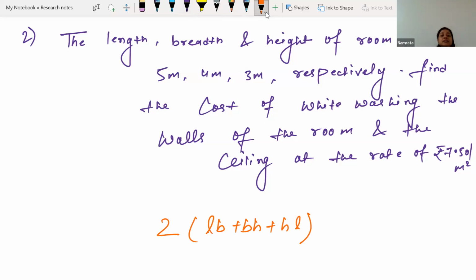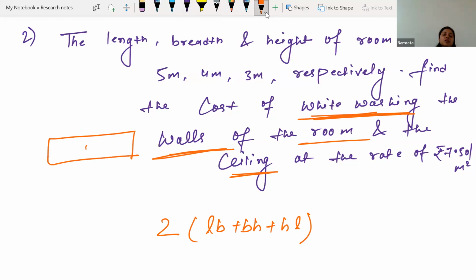Why? Because it says that whitewashing is done on the walls of the room and ceiling only. All the four walls and the ceiling, not on the floor. So floor area we have to subtract. And if you understand the shape of a cuboid, then you will be able to say that floor area is nothing but length into breadth. So that we have to subtract from here. And then we will be getting the total area which has to be whitewashed.